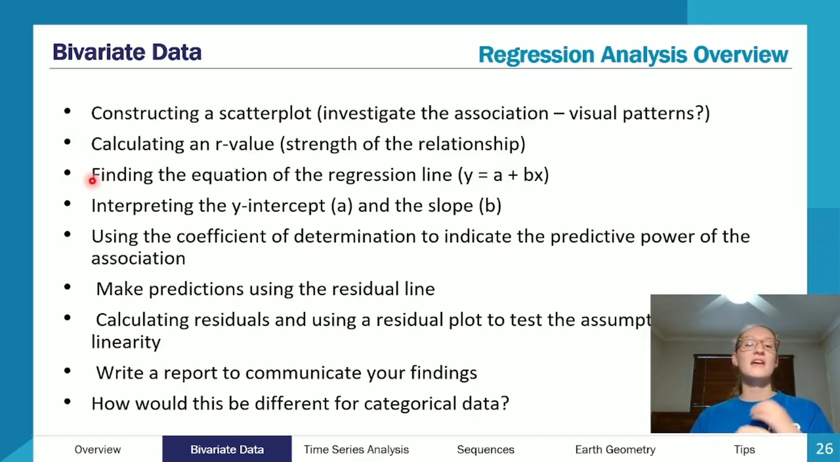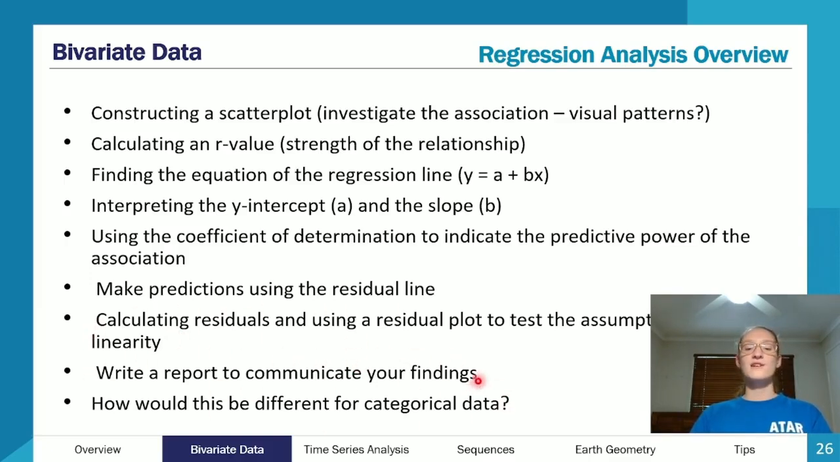From there, we can calculate a least squares regression line and plot that on our scatter plot. We can interpret the y-intercept and the slope to see what is actually going on here. We can learn more by calculating a coefficient of determination, which we talk about in terms of predictive power. We can use our least squares regression line to make predictions. Sorry, not the residual line, the least squares regression line. We can also do a residual plot to test the assumption of linearity.